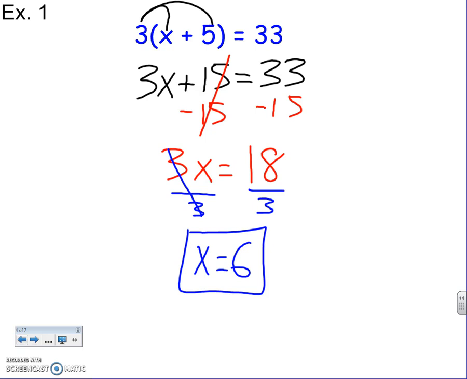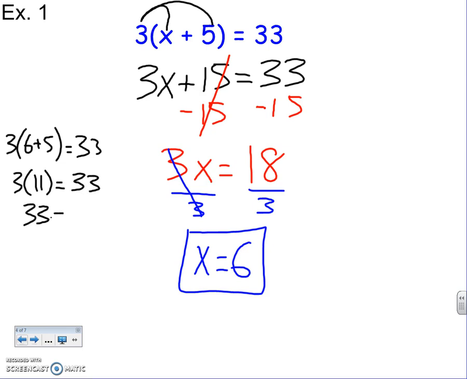You don't have to, but it's recommended. If you put in 6 for x, 6 plus 5, well, I'll do inside parentheses first. So 6 plus 5 is 11. And then 3 times 11 is 33. Notice that both sides are the same. So that is good. It checked out correctly. If one side was different than the other side, then we messed up. It was wrong.